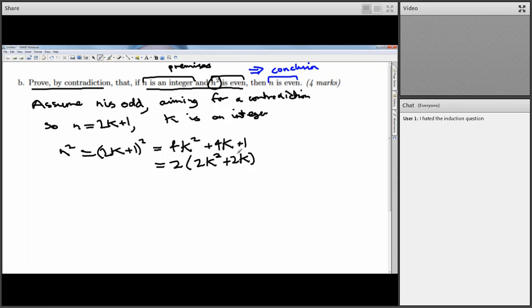That's going to give you something odd. I just want to make it very clear that it's odd, and the way of making something clearly odd is 2 times something plus 1, essentially. That tells me straight away that n squared is odd. The reason this works in this sort of format is that this thing in the middle, 2k squared plus 2k, is an integer.